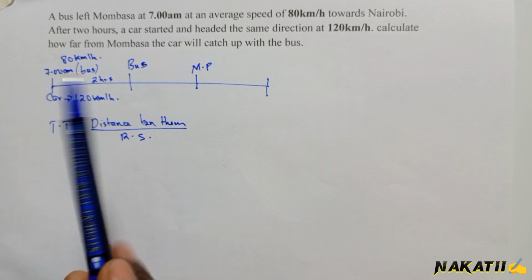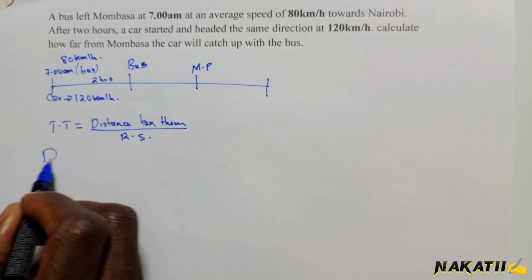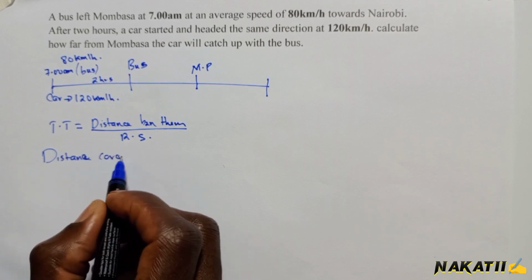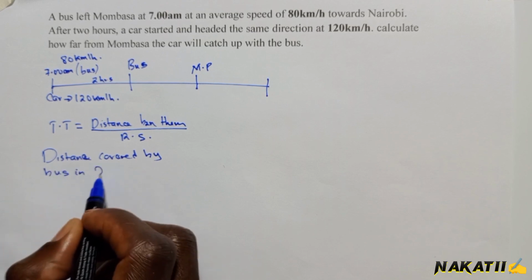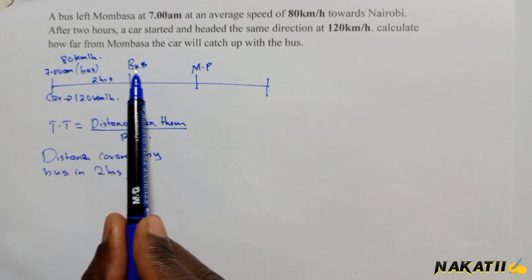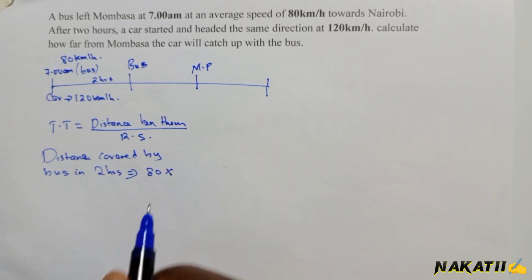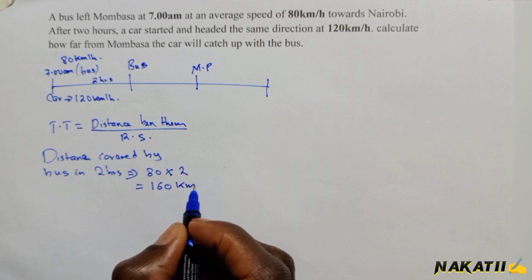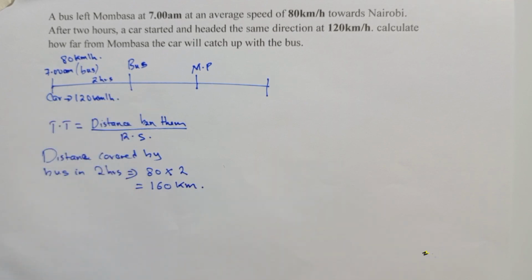And therefore, we need to know the distance covered by bus in 2 hours. We are going to say distance covered by bus in 2 hours. It will be the distance, the speed of the bus, which is 80, times the time, which is 2. And therefore, this one will be 160 kilometers. This is the distance between them. From this point to this point, it is 160 kilometers.